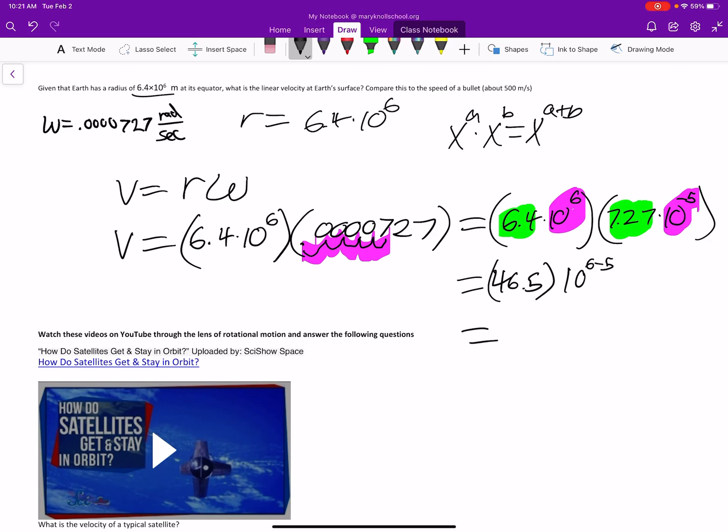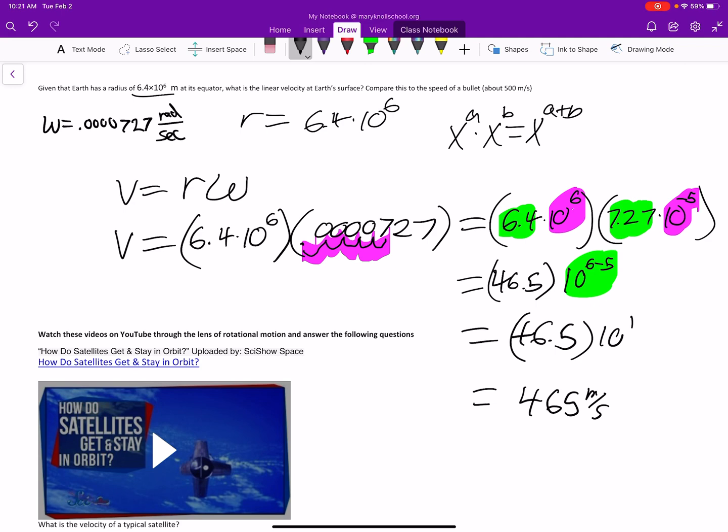All right, now we're simplifying this part. 6 minus 5 is 1, so we end up with 46.5 multiplied by 10 to the 1st power. Well, 46.5 times 10 is 465. And that should be in meters per second, because we've been in SI units the whole time.